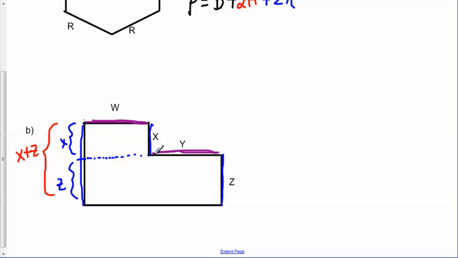So again, if we think about this the same way, if we think about extending that line down, we can see that this portion here is Y, and we can see that this portion here is W. And so the whole side, this whole thing, is going to be W and then Y together. So it's going to be W plus Y. So that's that whole side.